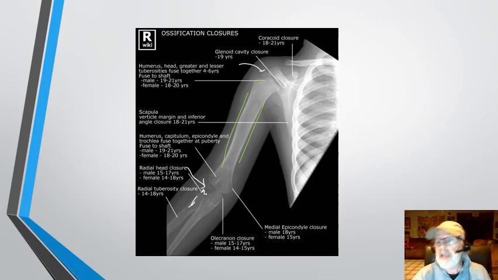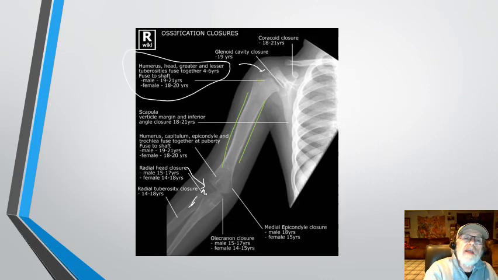Why? Yes, there's bone there, but it's in the cartilage form right now, in that endochondral ossification. If you haven't looked at that video, make sure you go back and look at it, because that's going to tell you a little about these ossification centers. So basically, if you look here, it says the head of the humerus and the greater and lesser tuberosities fuse together at about 4 to 6 years of age, and they fuse to the shaft in the male at about 19 to 21 years, and females always a little bit earlier.